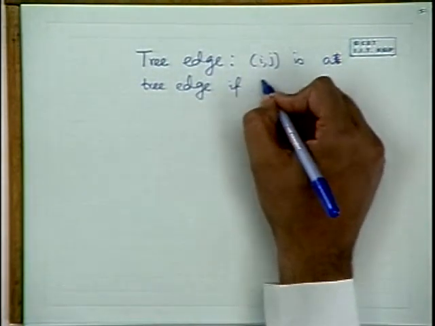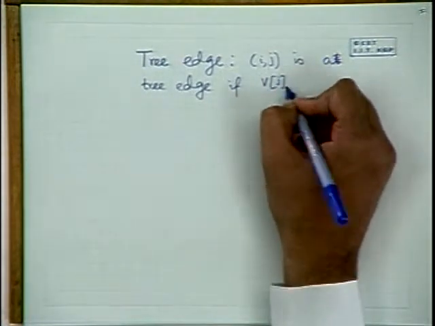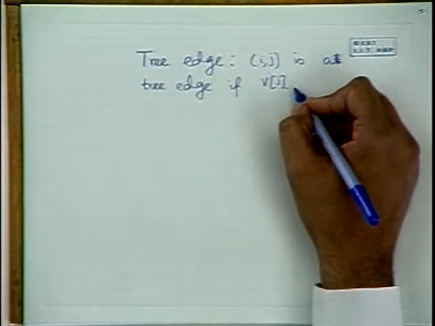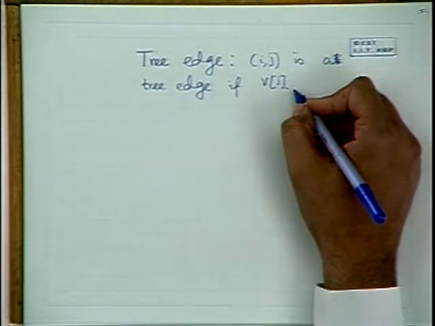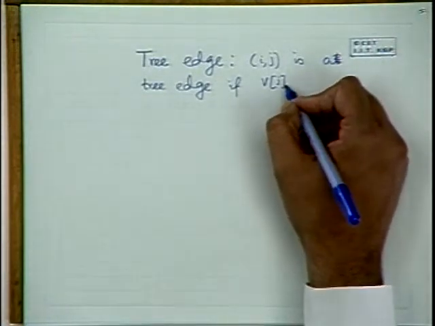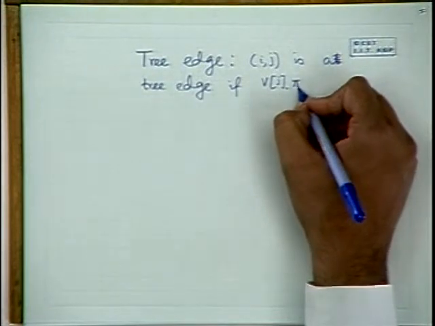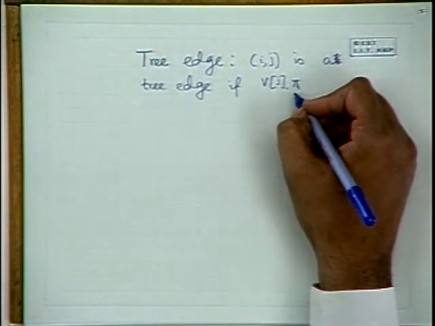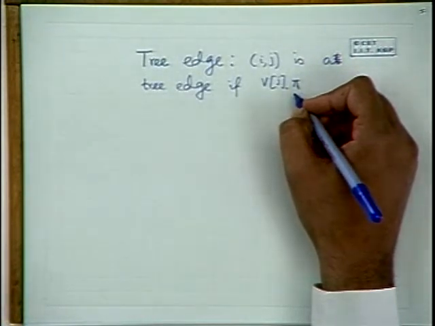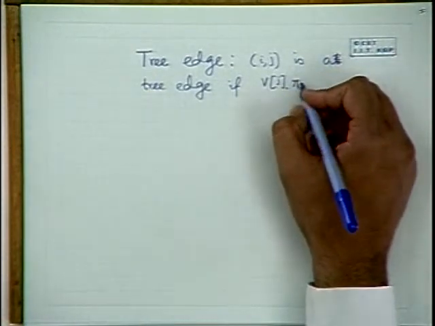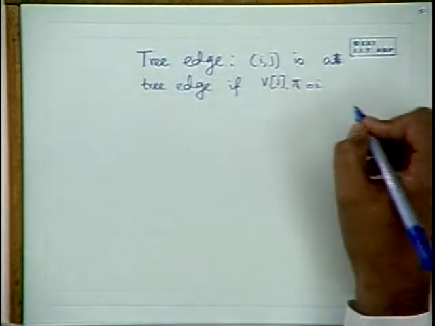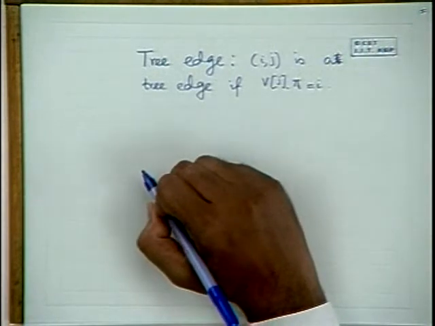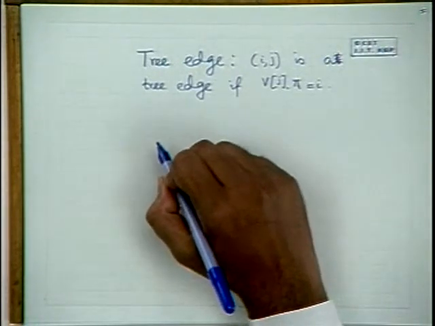if Vj dot pi, you have to remember what we did for representing the graph. What is the data structure? Vj dot pi is the field which will have the pointer to the vertex from which the vertex j is being visited. So Vj dot pi, if this is equal to i, then Ij is a tree edge. Basically, tree edges are the edges through which you are performing the DFS.